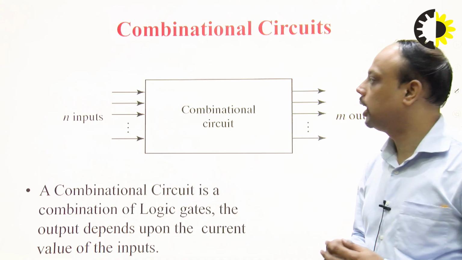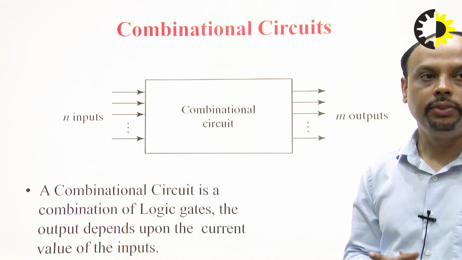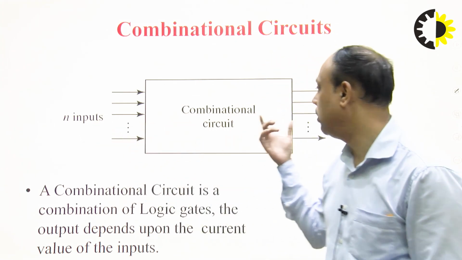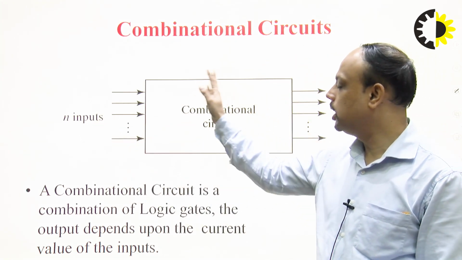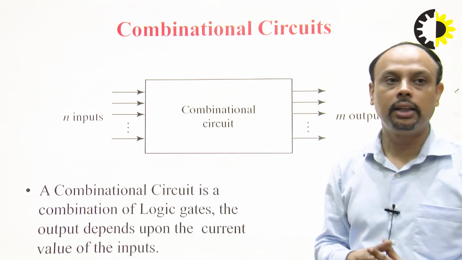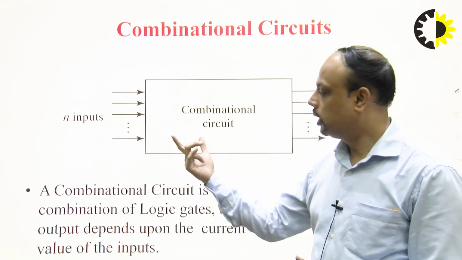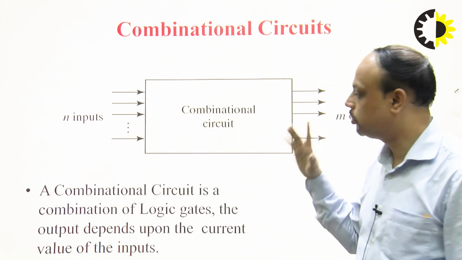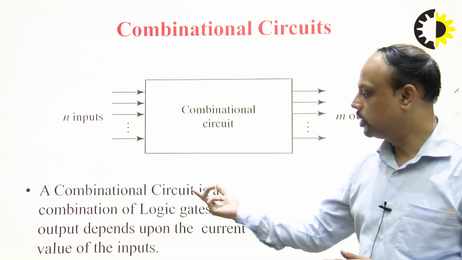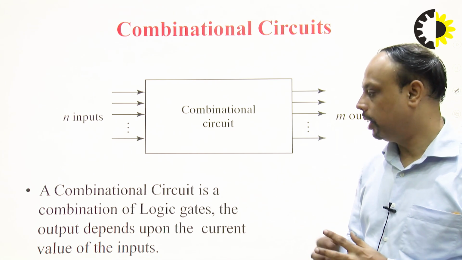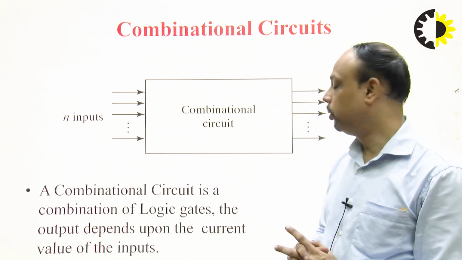So, this is the basic block diagram of a combinational circuit, in which we have n number of inputs and m number of outputs, and there is a combinational logic block in which different logic gates perform the different logical functions for the input variables and produce the corresponding output. So, combinational logic is a circuit that combines the logic gates. Output depends upon the current value of the input.